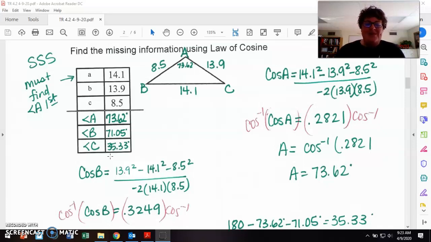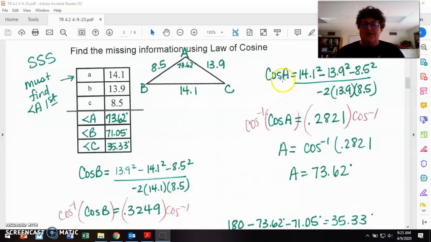Okay, so you must have side, side, side. And so again, remember, you must figure out which one's the longest side. So in this case, A is the longest side. So that means that we want to find angle A first. Okay, angle A first.